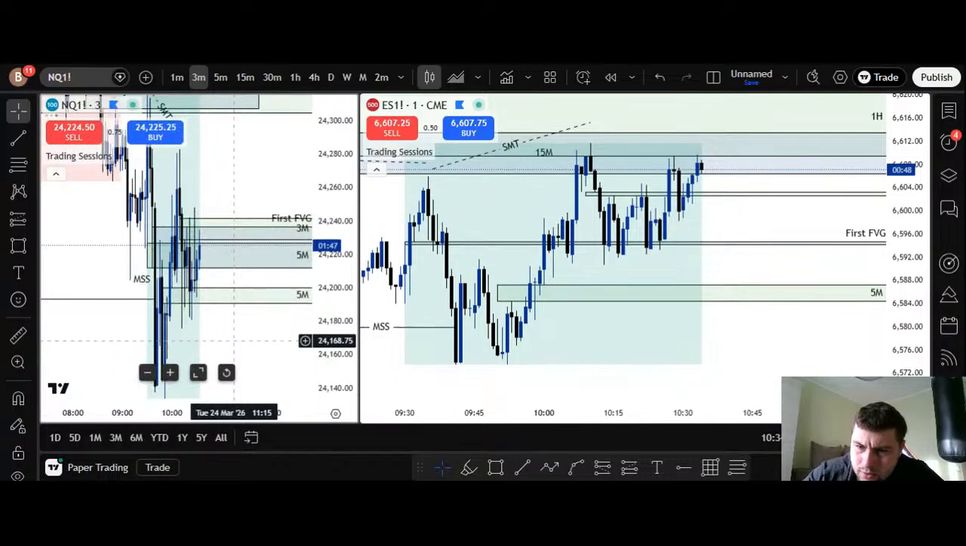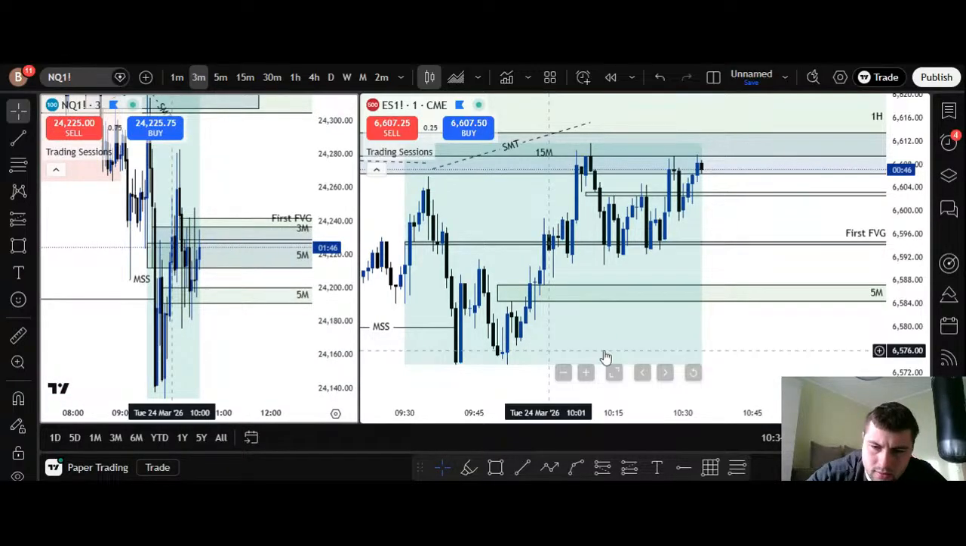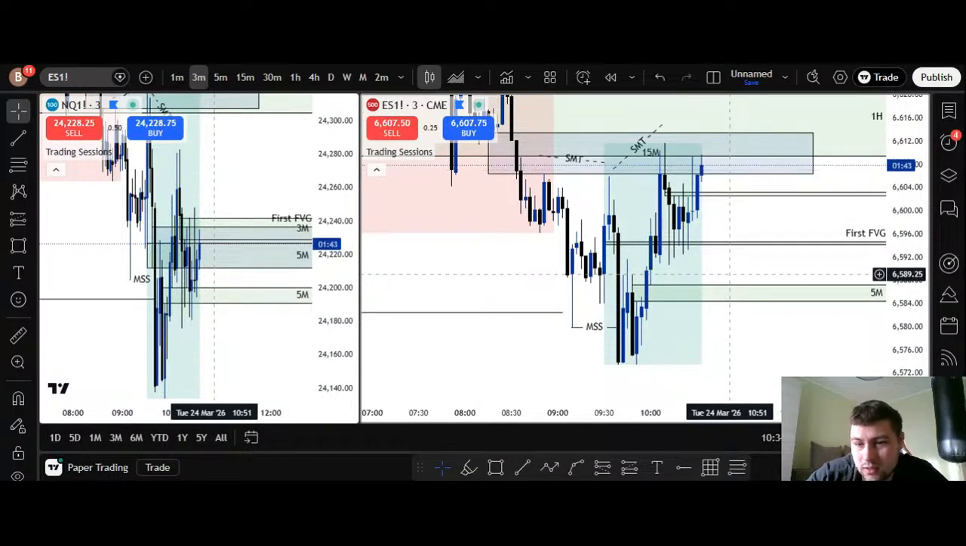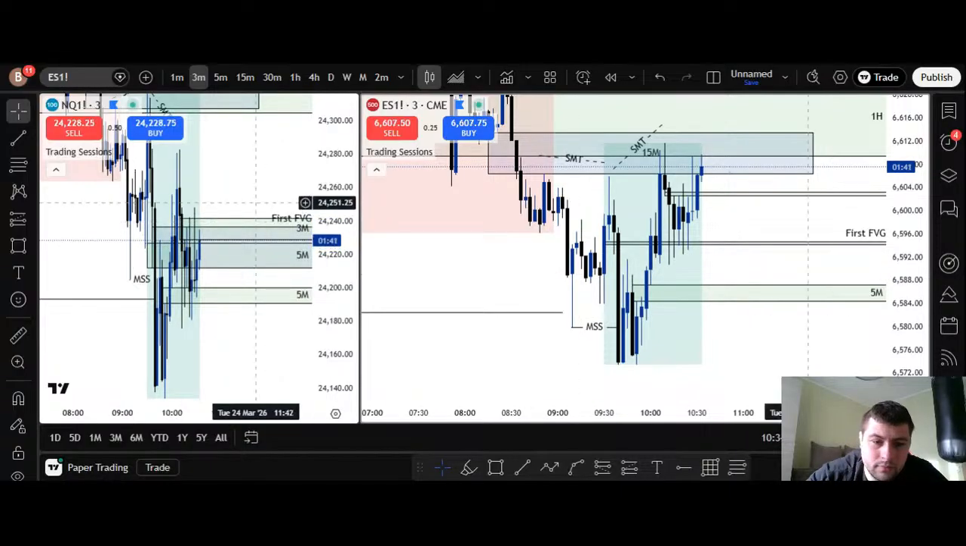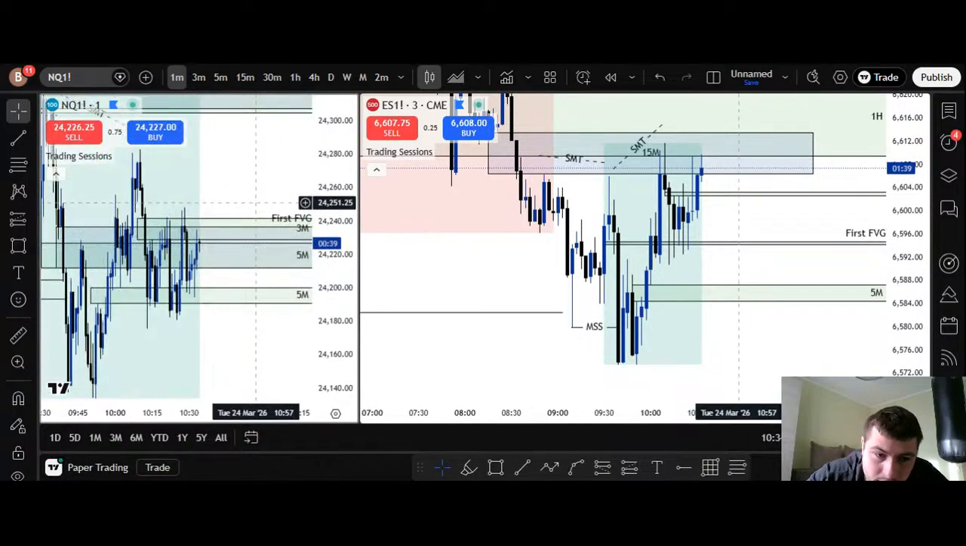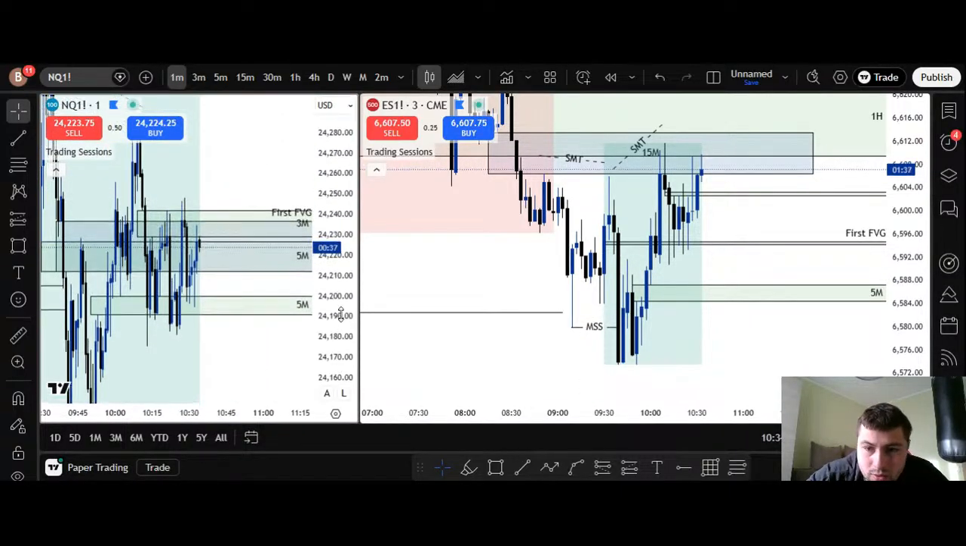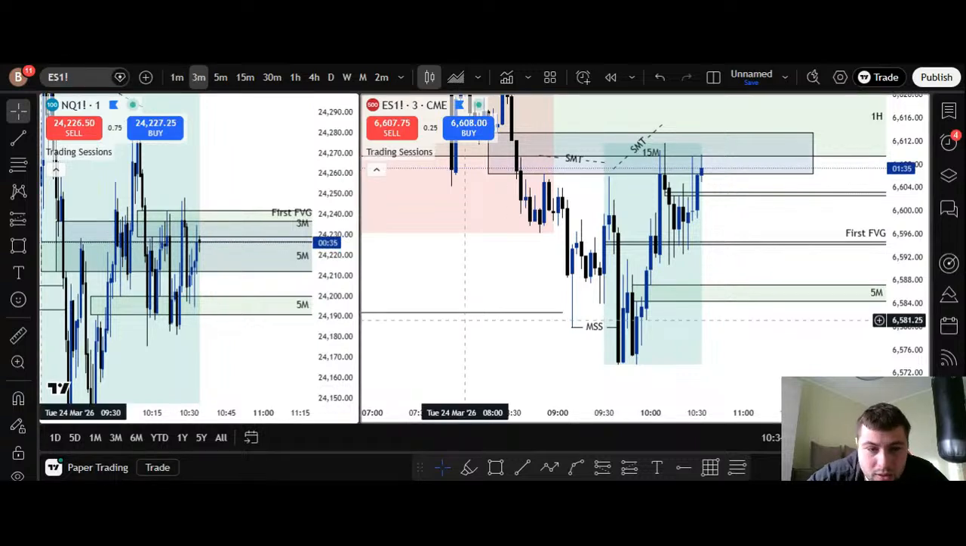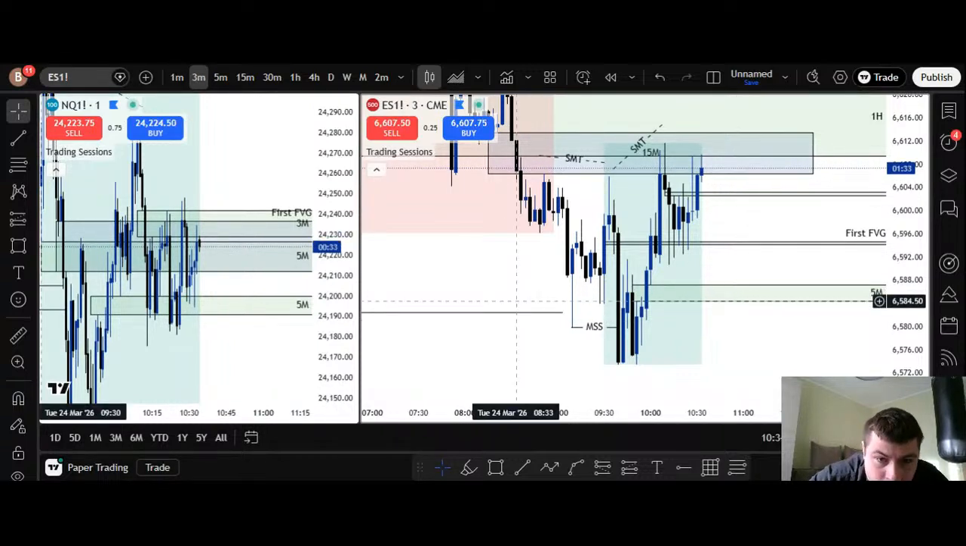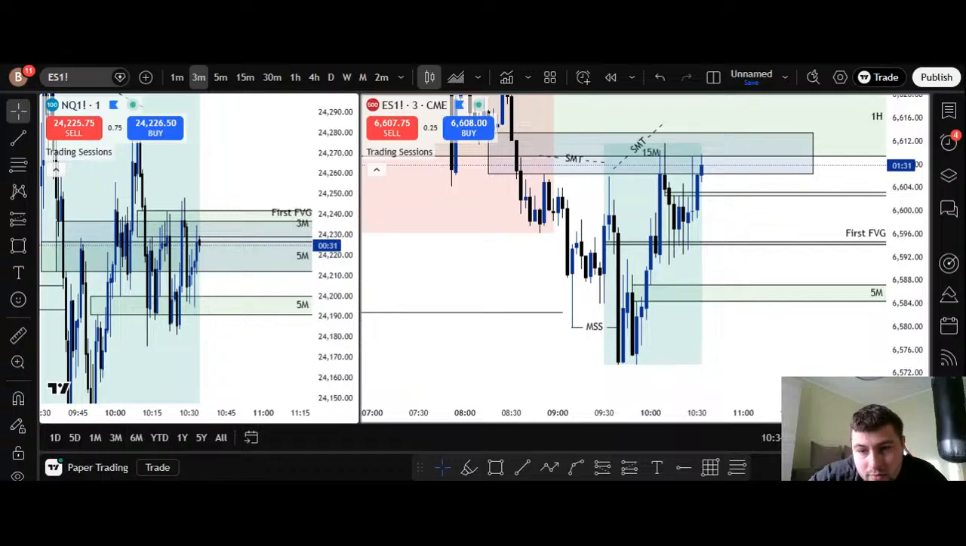I think the 3 minutes is inversed, yes, right? Is it? It is. Okay, can I see the first presented fair value gap inverse on Nasdaq? That's all I need, actually. I don't expect anything else. If it happens, I really want to enter longs.